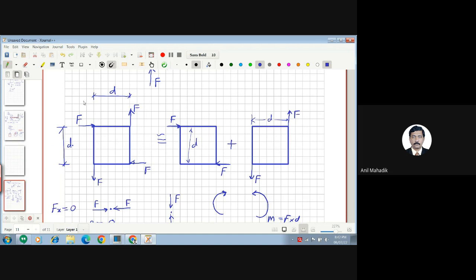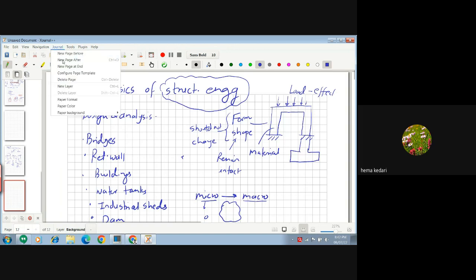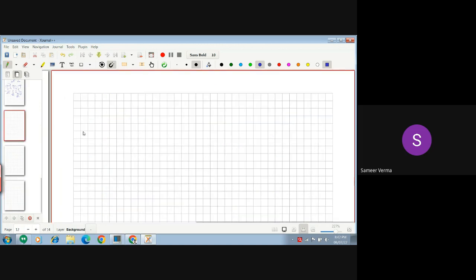So that means we need to learn what is meant by equilibrium. Can anybody tell me what you understand by equilibrium? External force. Forces are balanced. Yeah, forces are balanced. Okay, it's a good term. I liked your way of giving the answer.